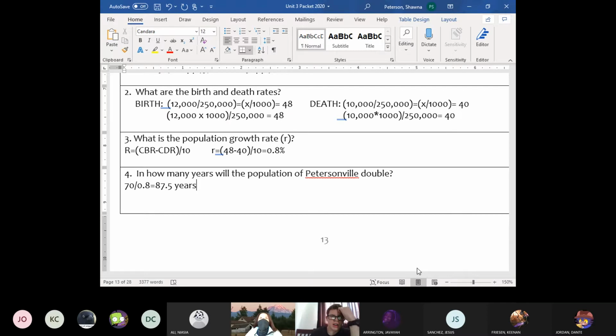Wait, it says double it though, so how come you didn't? Oh, okay. It's how many years would the population double? So our answer is going to be in years. How many years will the population of Petersonville double? So we take the number 70, that's part of the formula, divide it by the growth rate, and that gives us years. Got it. Any questions on these first ones? We're about to do them all over again with some different numbers. Nope.